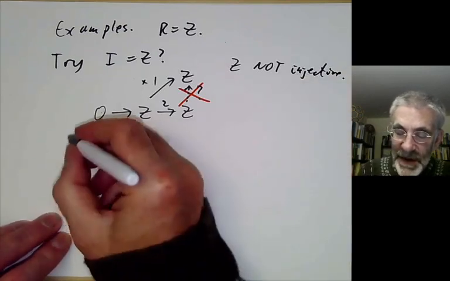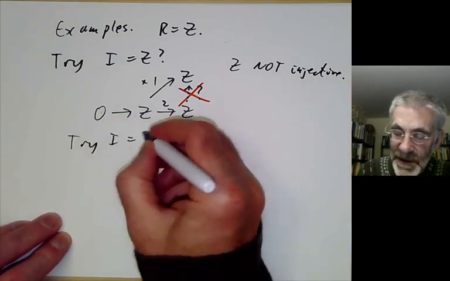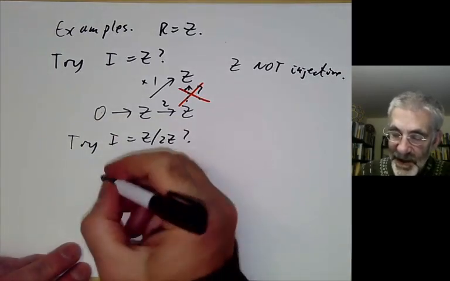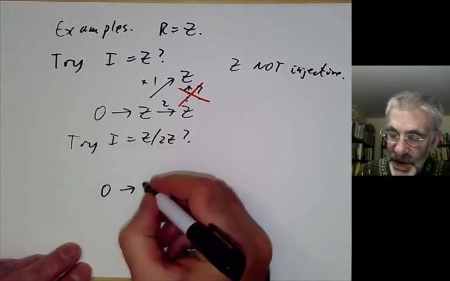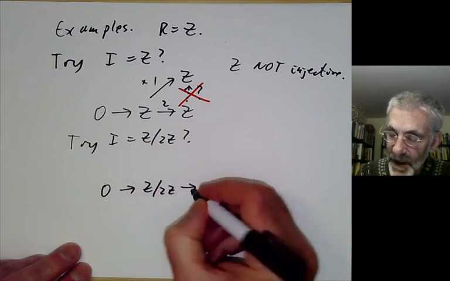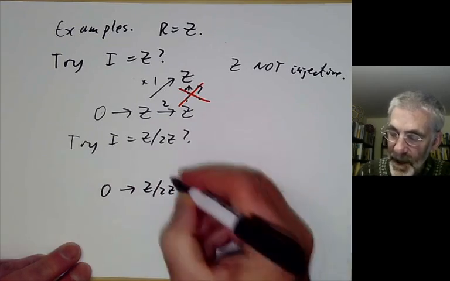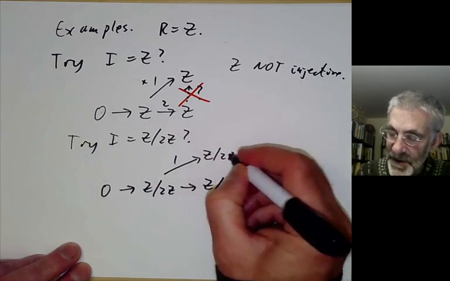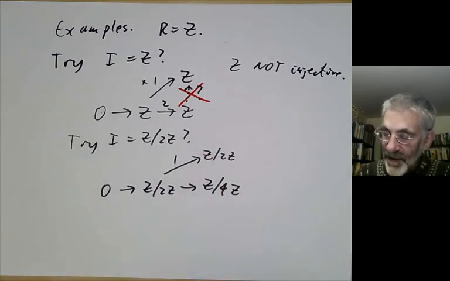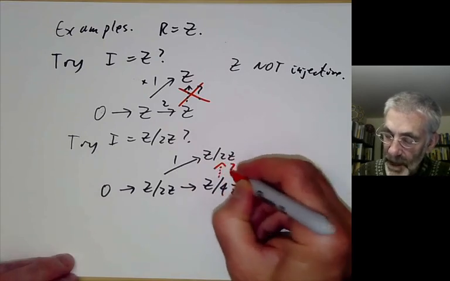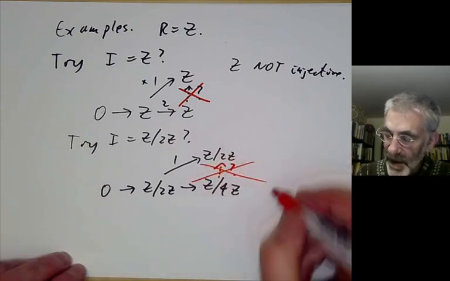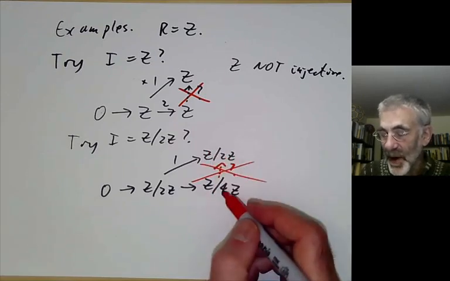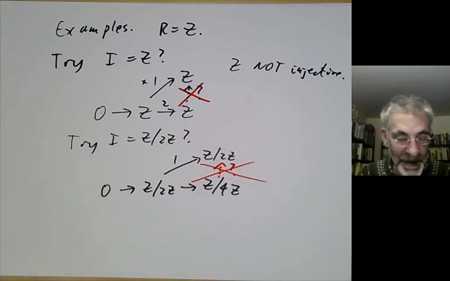Well, let's try something else. Let's try I equals Z modulo 2Z. Well, pretty much the same thing goes wrong. If we take the map 0 goes to Z over 2Z goes to Z over 4Z, we can take the identity map from Z over 2Z to Z over 2Z. And again, if we try to extend this, we can't, because we would again have to divide the non-trivial element of this by 2, and we just can't do this.